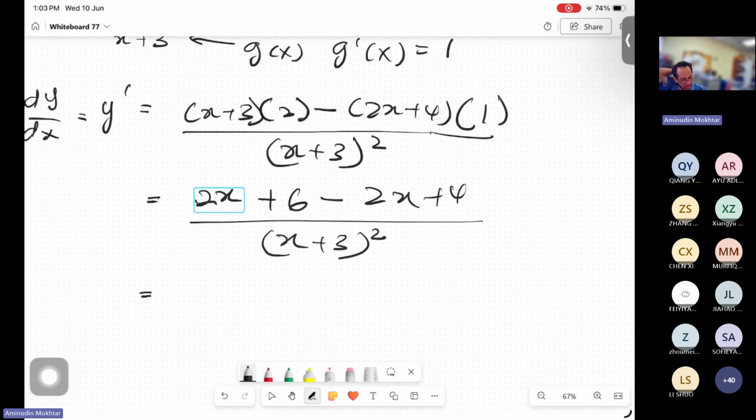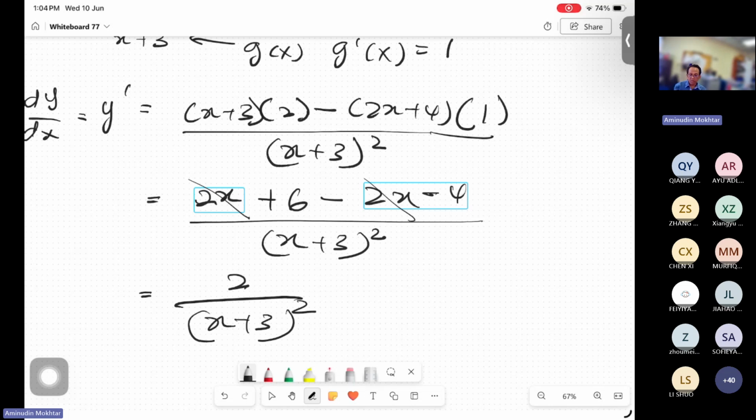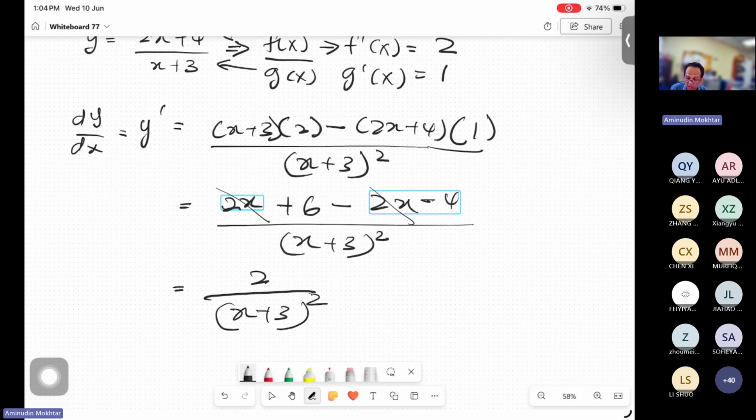So for the answer, 2x minus 2x is 0. 6 minus 4 is 2. The answer is 2 divided by x plus 3 to the power of 2. Okay, that is how to find the derivative by using the quotient rule.